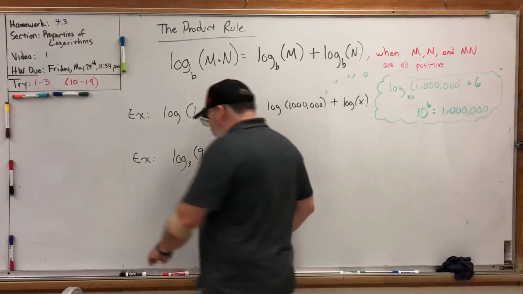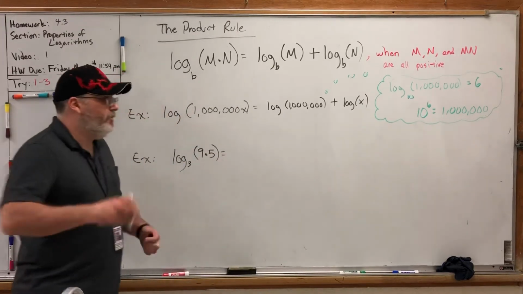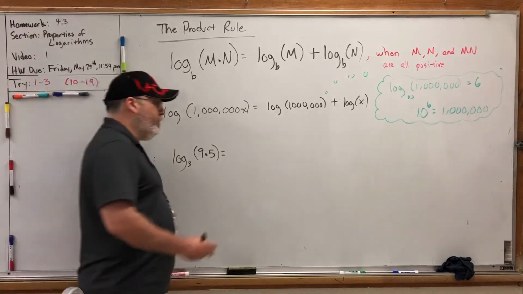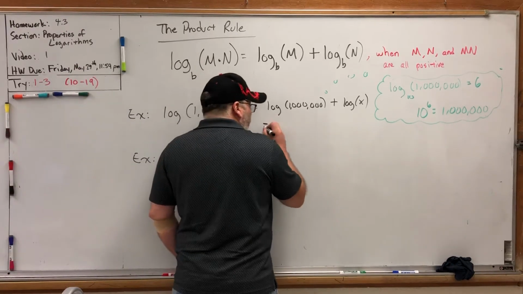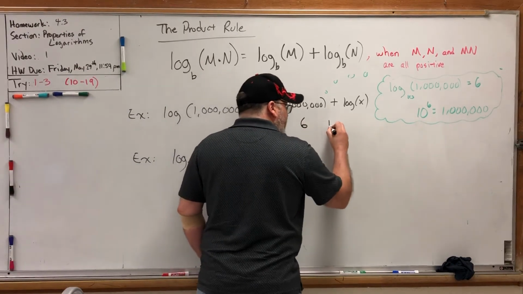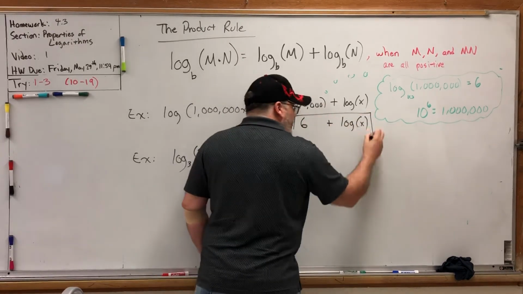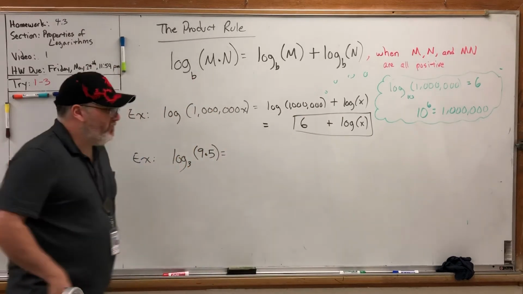So if this were a homework question, you would be expected to look at that log of 1 million and do something with it, if you can. Not all numerical logarithms have nice, convenient answers. So if this were a homework question, this would be your answer. 6 plus log of x.